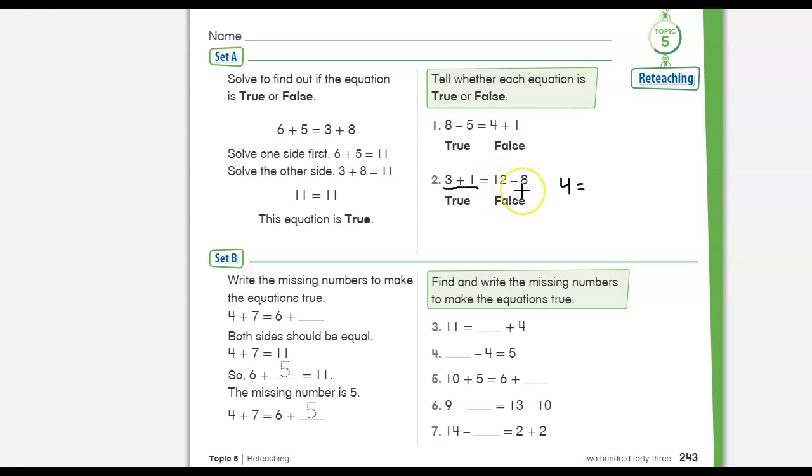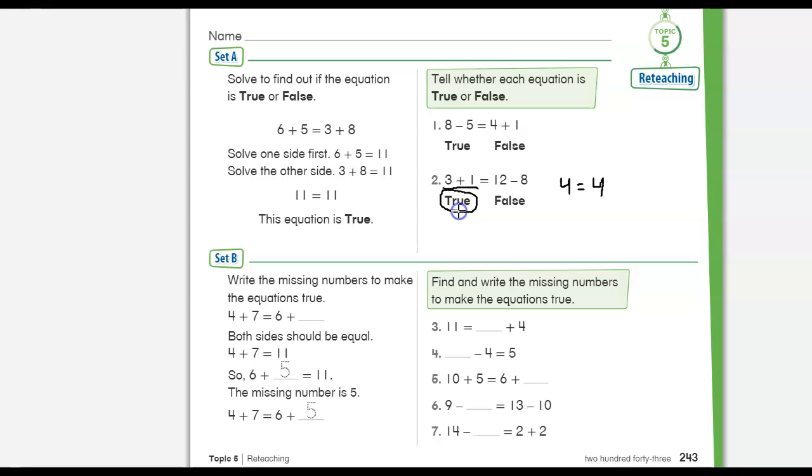12 minus 8, our answer for this was also 4. So now our equation says that 4 equals 4. This is a true equation.